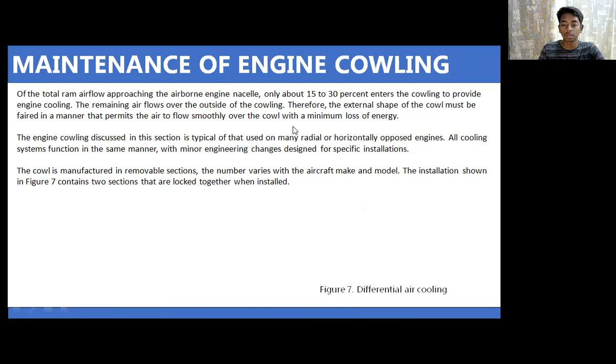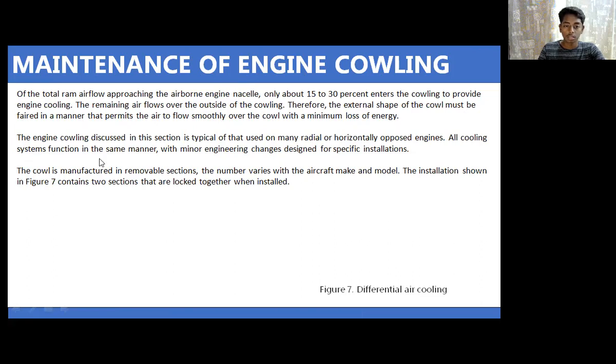Maintenance of the engine cowling. Of the total ram airflow approaching the airborne engine nacelle, only about 15 to 30% enters the cowling to provide engine cooling. The remaining airflow goes over the outside of the cowling. Therefore, the external shape of the cowl must be designed in a manner that permits the air to flow smoothly over the cowl with a minimum loss of energy.